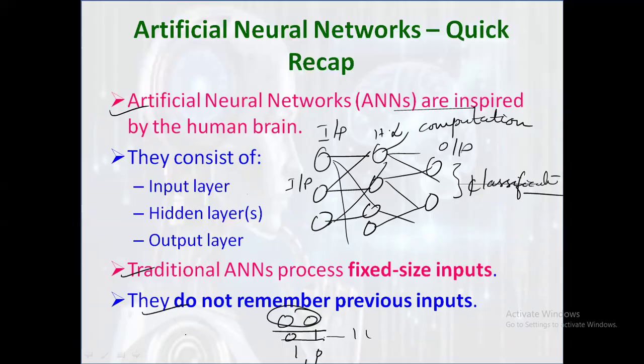And they do not remember previous inputs. So if I'm taking two inputs for an AND gate or OR gate, once one input is processed, next I have to go for 01. It will not be able to remember. So they do not remember previous inputs. Once an input is processed, it is forgotten. This lack of memory limits their ability to handle sequential data.